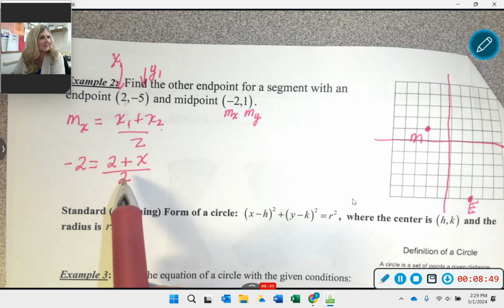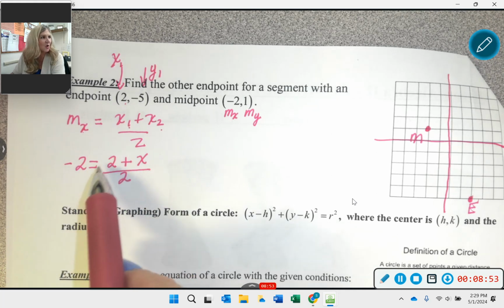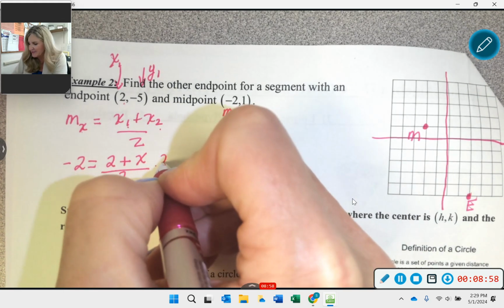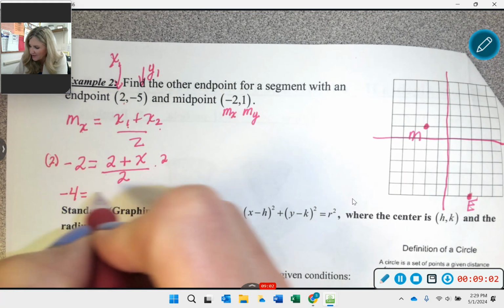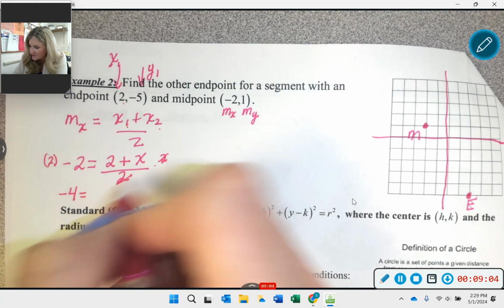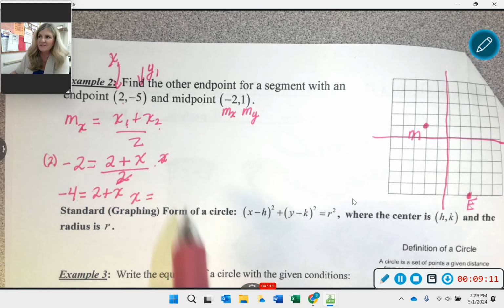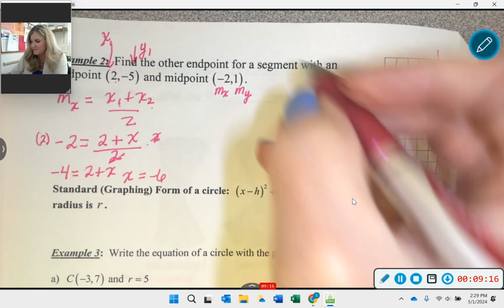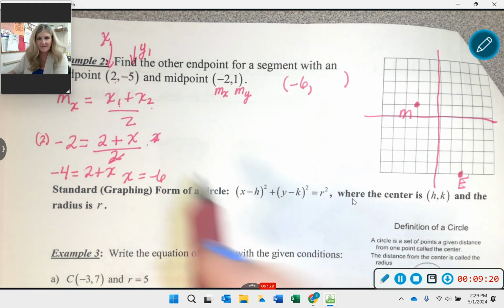How can we undo divided by 2? Can I just cancel out those 2's? No, because that's a term. I can't do that. So I'm going to multiply this by 2 and multiply this by 2. So -4 equals, those cancel, 2 plus x. So what's the x value going to be then? Subtract the 2 over. -6. So my other endpoint is going to be at -6.